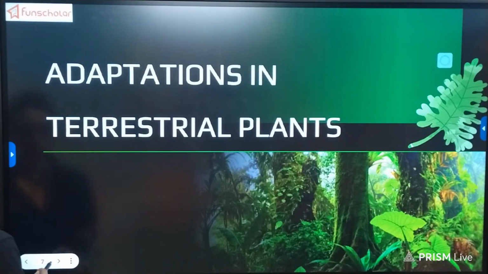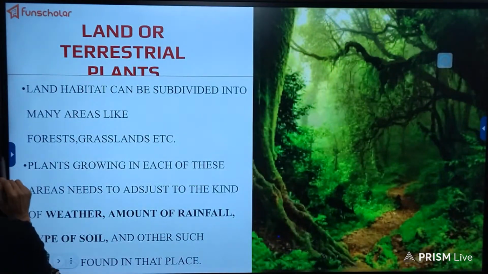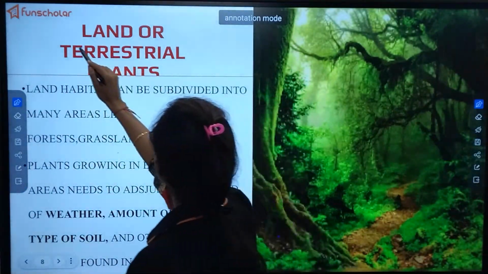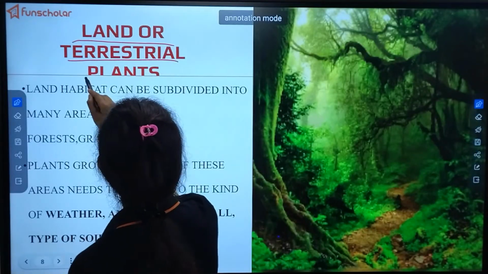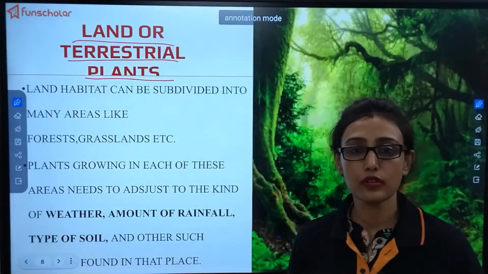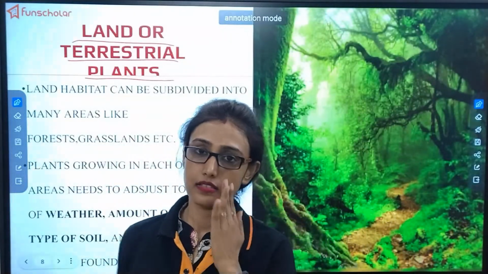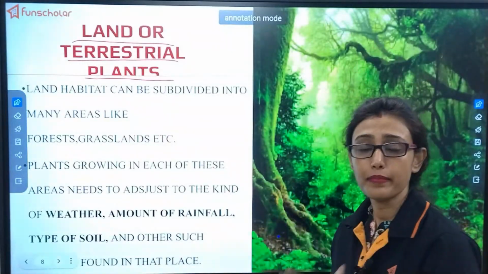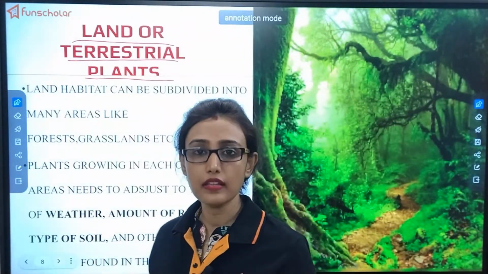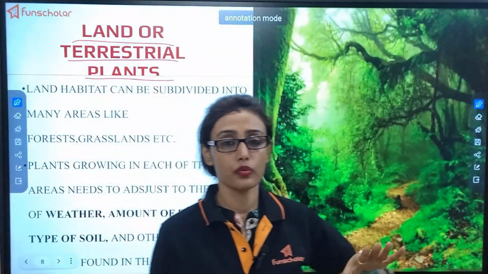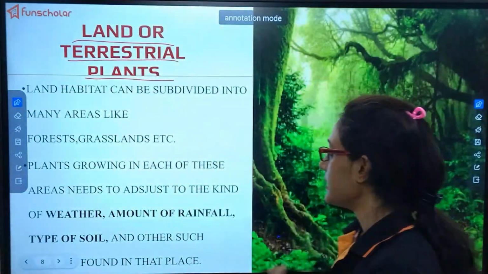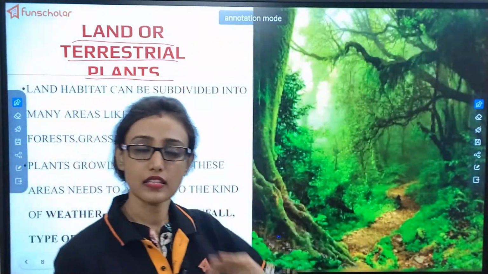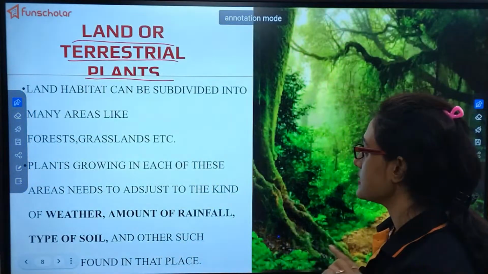Adaptation in terrestrial plants. Now what do you mean by terrestrial plants? Terrestrial or land plants means those plants that grow on the land area. In the previous picture, you have seen that there are some plants which were floating in the water. Even there are some plants which grow below the water, and there are plants which grow in the land areas of the earth. Such plants are known as terrestrial plants.